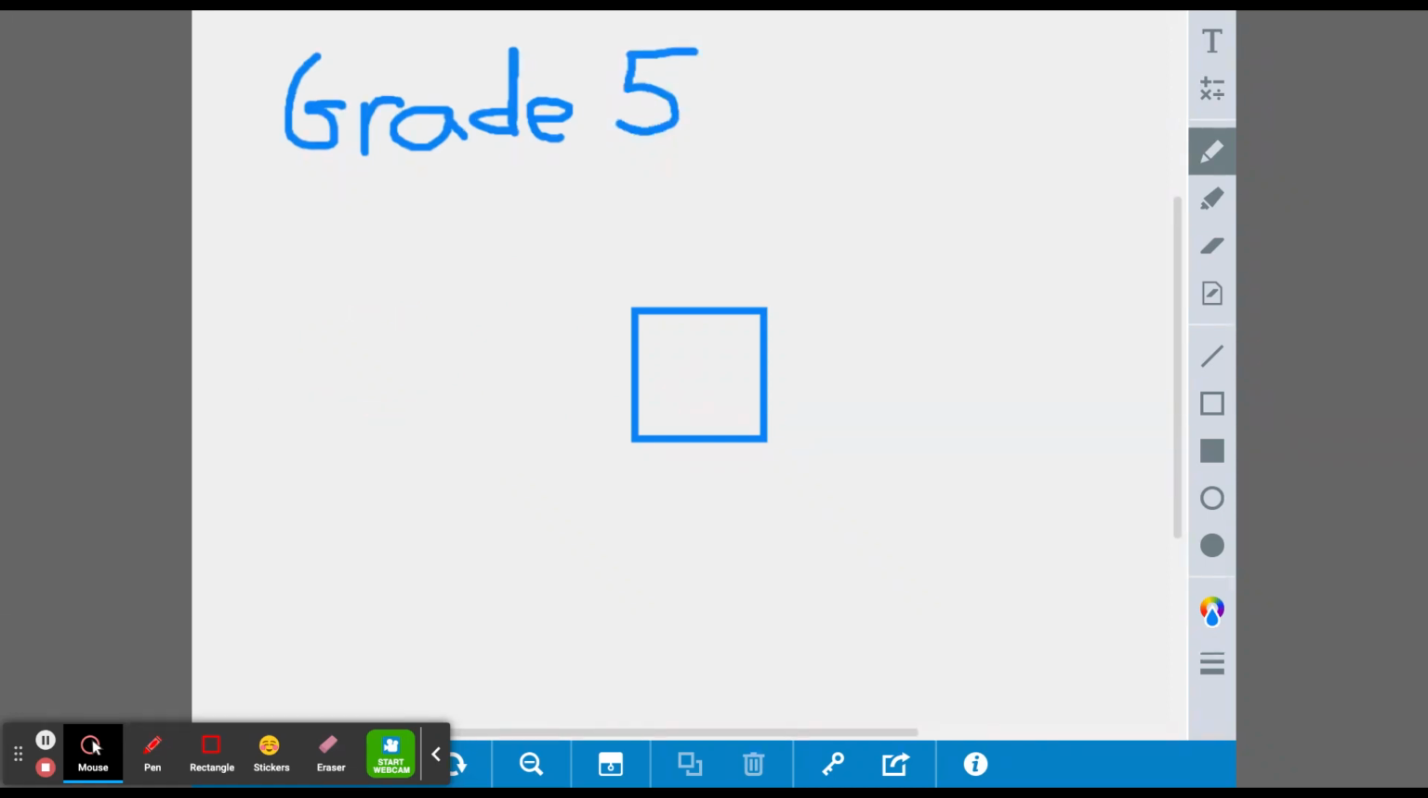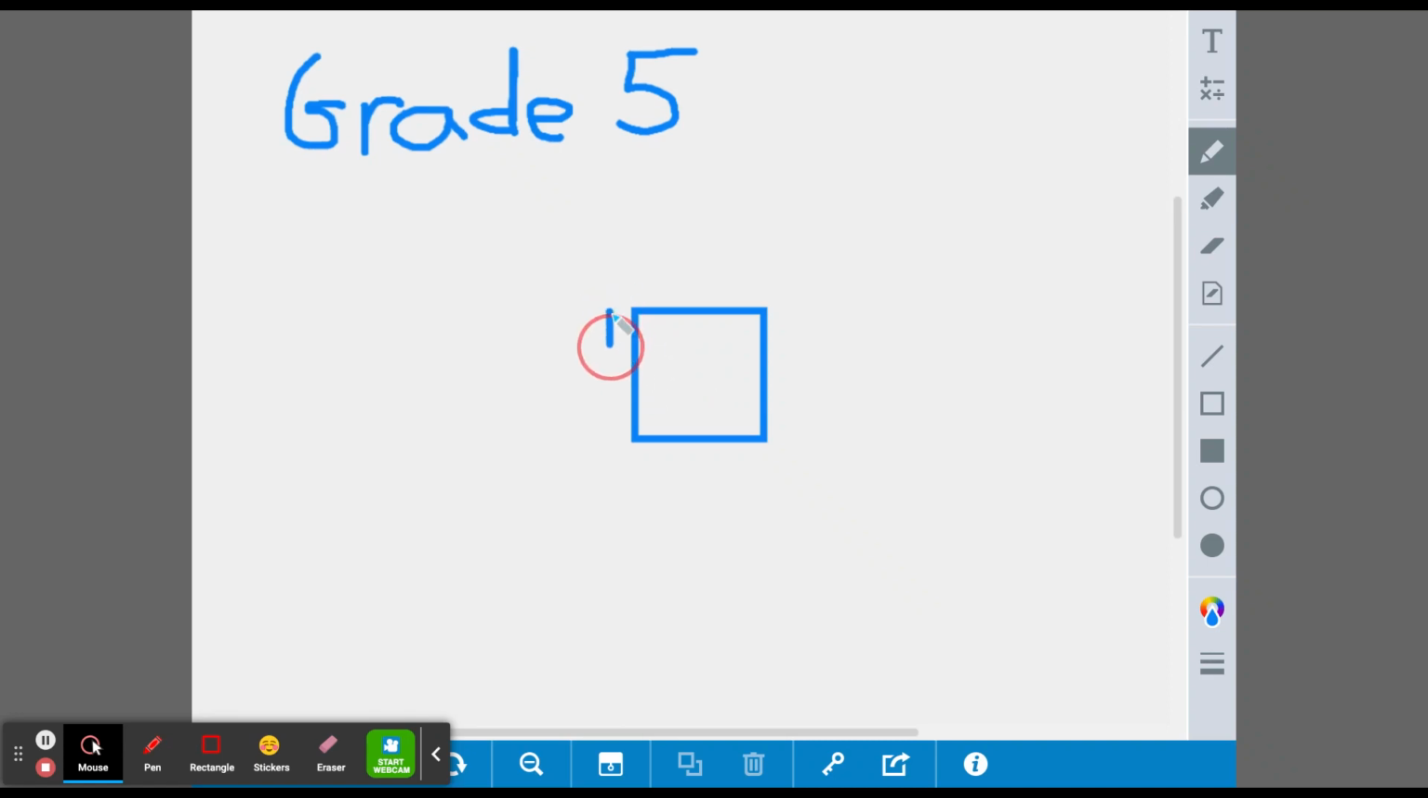Now that brings us to grade 5. In grade 5, we're still working with 2D shapes mainly, but now we're describing closed shapes that have area and perimeter. So if we take our four-sided shape here, a square, now we're talking about what is the area around the shape and in the shape.